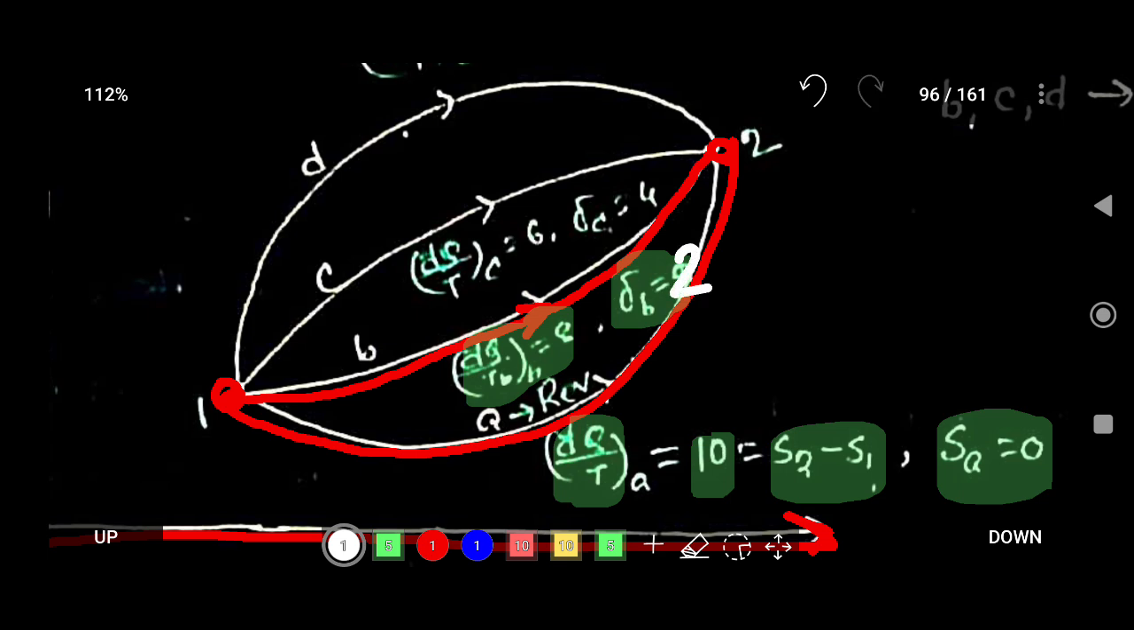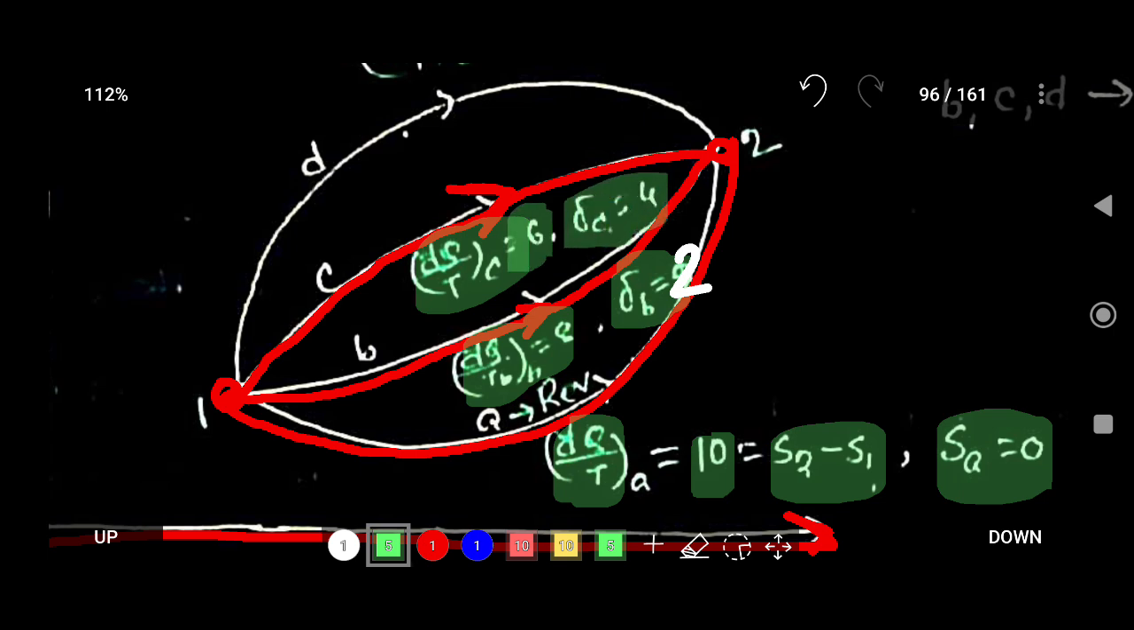And there is a more irreversible process, process C, going from state 1 to state 2. The entropy change is the same, and the entropy generation is 4.